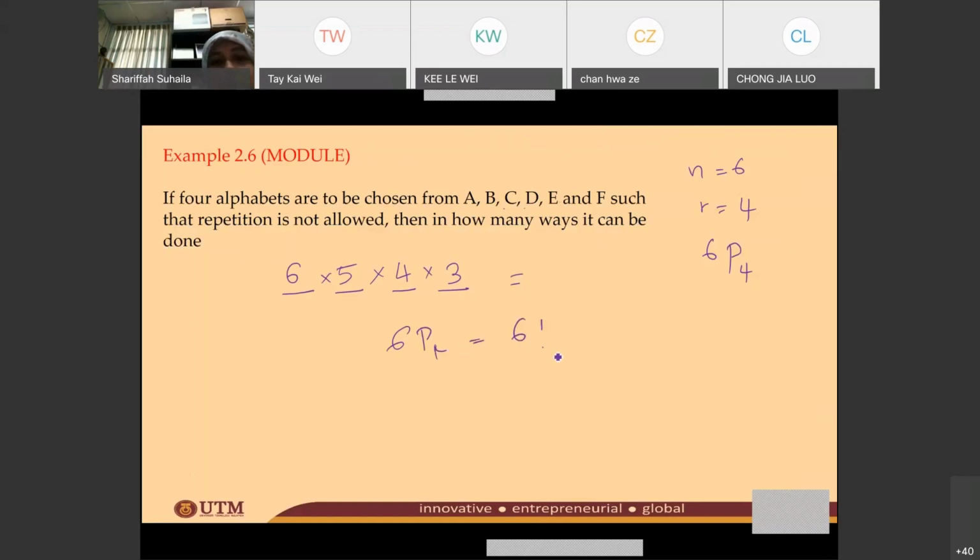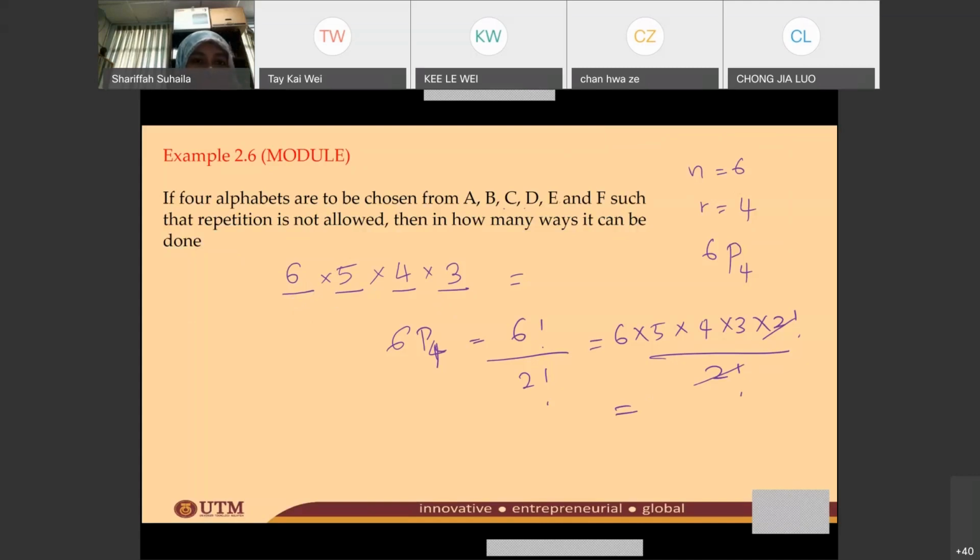So you have 6 factorial over, okay, 6 minus 4, 2 factorial. So 6 times 5 times 4 times 3 times 2 factorial over 2 factorial. So you cancel out here. So you have the same answer. Okay. So for this kind of question, normally you can give directly your answer. Okay, tak perlu tunjuklah kamu ada 4 spaces, lepas tu ada apa? 6 possible ways to fill in the first place and then second and so on. Tak payahlah ya. So just give directly 6P4 ataupun you can have 6 times 5 times 4 times 3. So you get the answer.